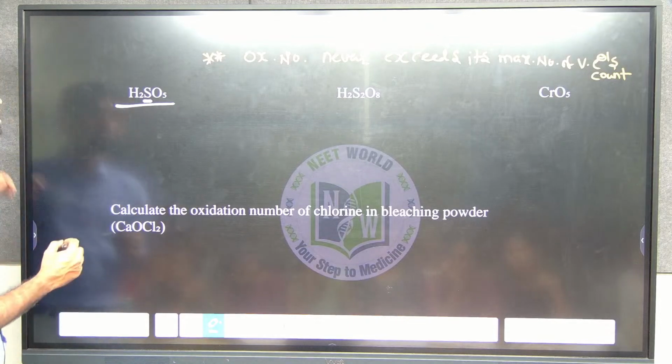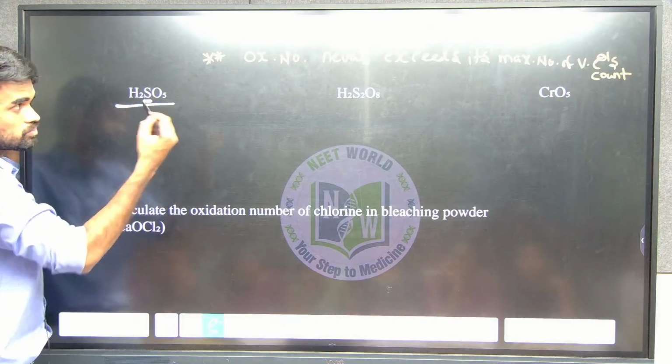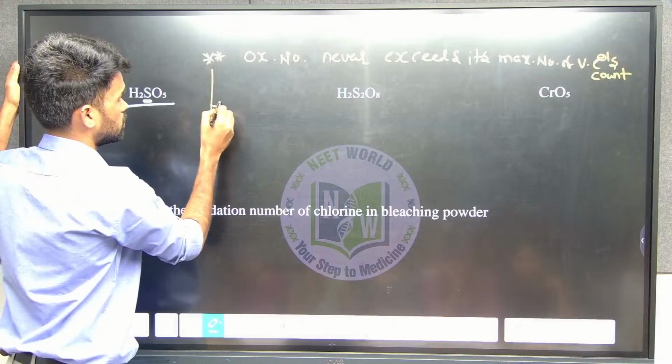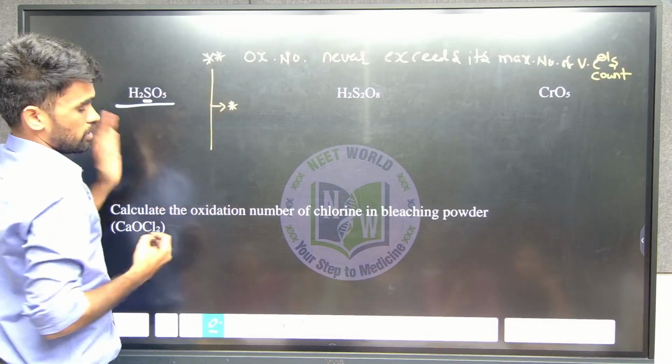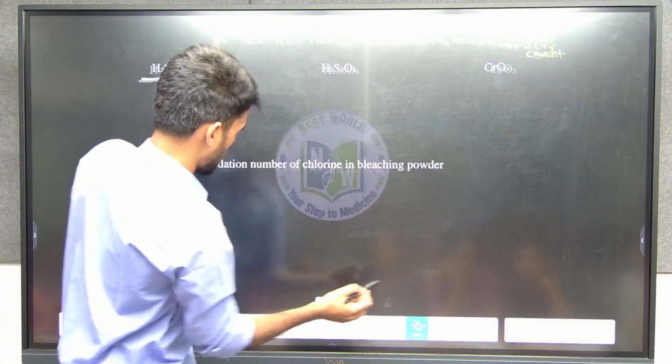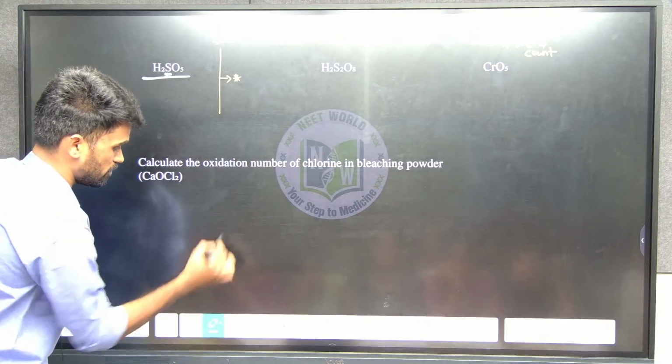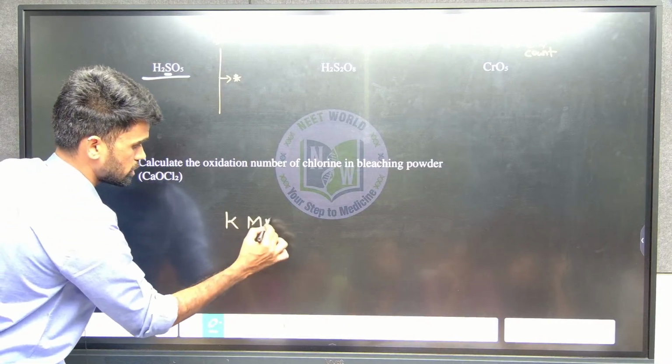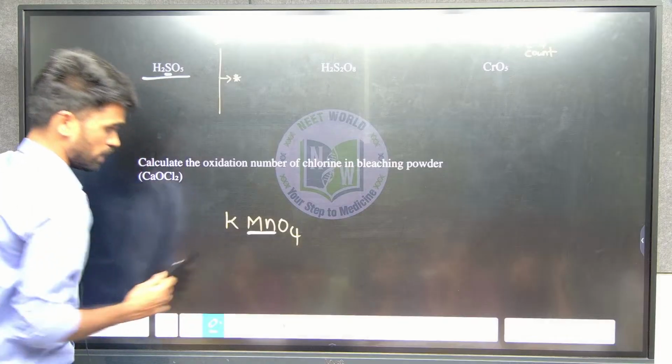So why is it wrong? See, whenever there is, see here. Before solving this, solve one more question so that I can be sure everyone knows how to calculate oxidation state. For manganese, find it.